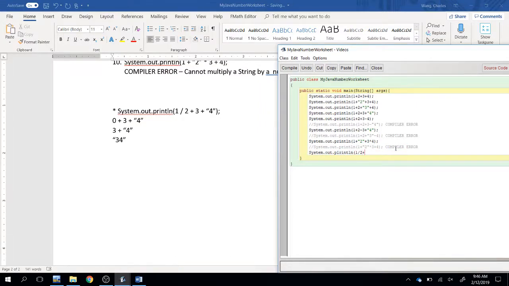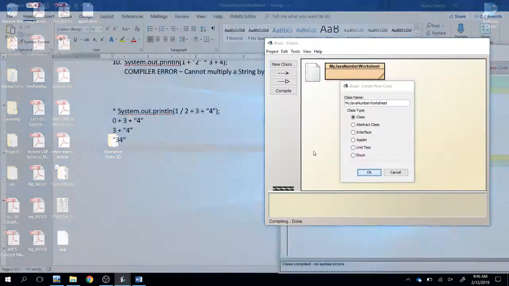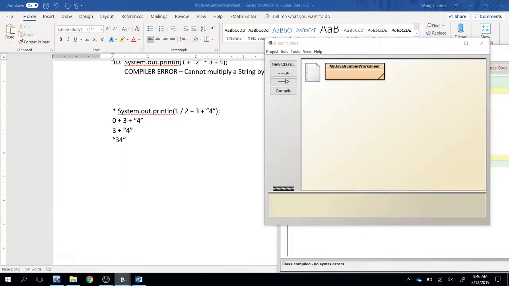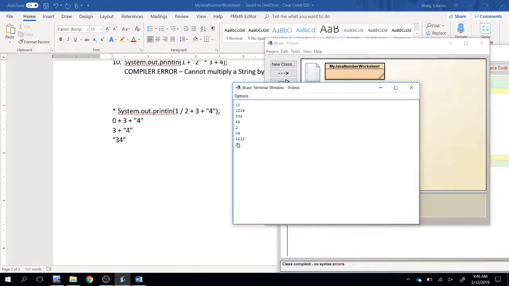System.out.println 1 divided by 2 plus 3 plus string 4. Compile. I spelled that wrong. Compile. We expect it to be 34. 34. Let's see. And yes, it is the string 34.